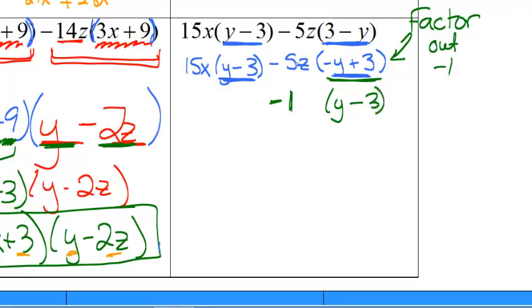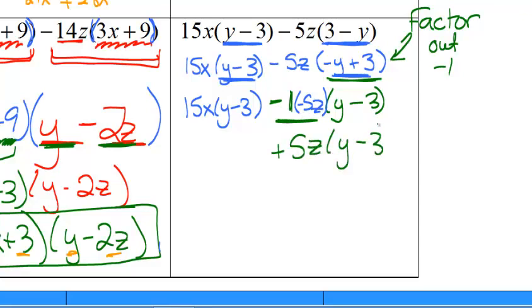But I still truly have all of the other terms still there. I have that -5z. I have all of the 15x times y minus 3. And now this one looks a little funny, so let's clean that up right here. When you have a -1 times a -5z, that's really a plus 5z. And now I have the two parentheses with the y minus 3.